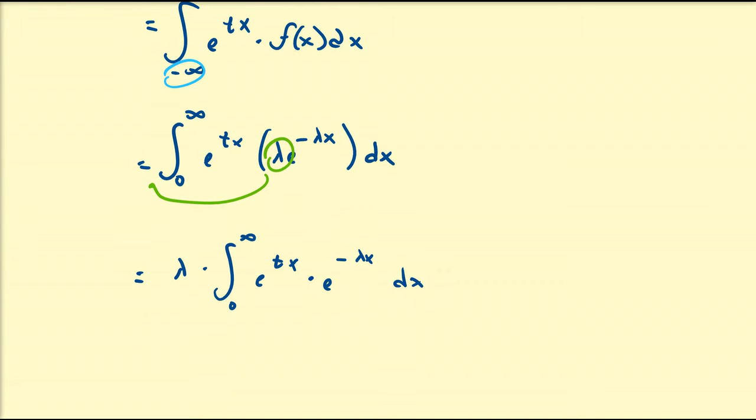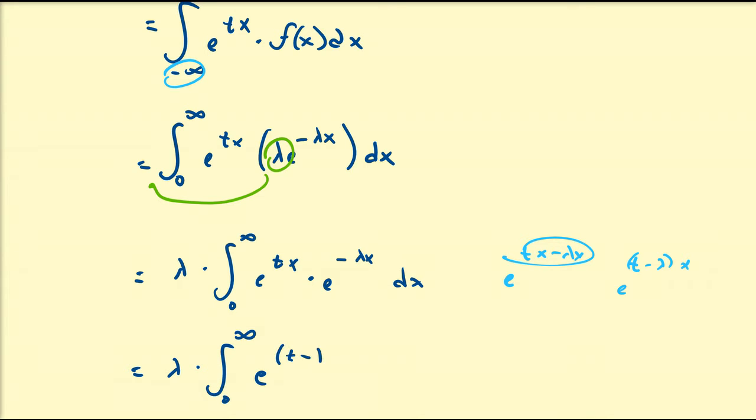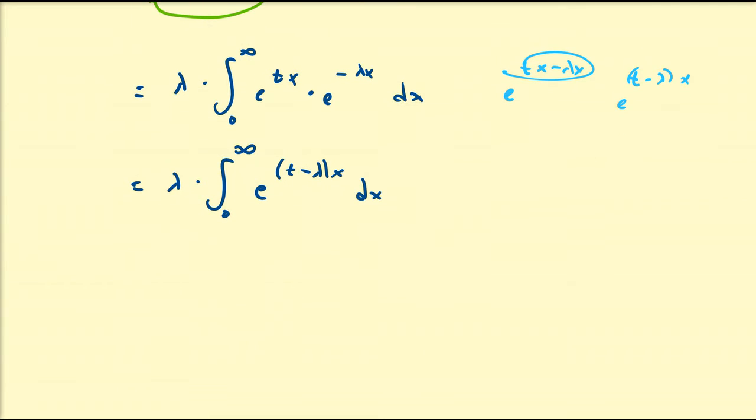We can then combine our exponents. So since they have the same exact base, it's the same as e to the tx minus lambda x, and both have an x term in it, so we can rewrite that as e to the t minus lambda x. So this is going to be lambda times the integral from 0 to infinity of e to the power t minus lambda x dx. So t minus lambda is a constant, so this is a very easy integral to evaluate.